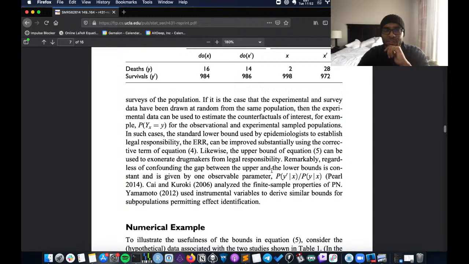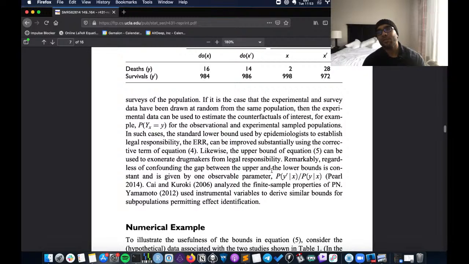Can be used to exonerate drug makers from legal responsibility. So why is that? Standard lower bound. So we can use the lower bound. Why does the lower bound give us the ability to establish responsibility or exonerate? We're talking about, in this case with the drug, given that they took the drug and they died, the probability that they wouldn't have died had they not taken the drug. And so we're going to bound that.